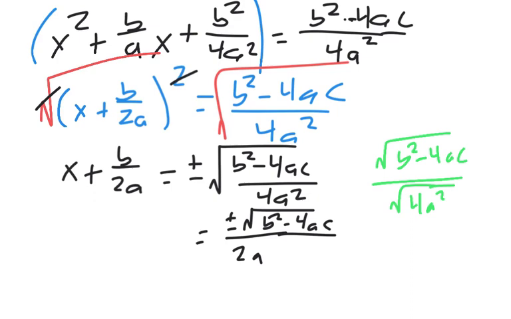But, never mind. b squared is a perfect square. It is, but you can't simplify 4ac. You can't simplify when things are being subtracted.